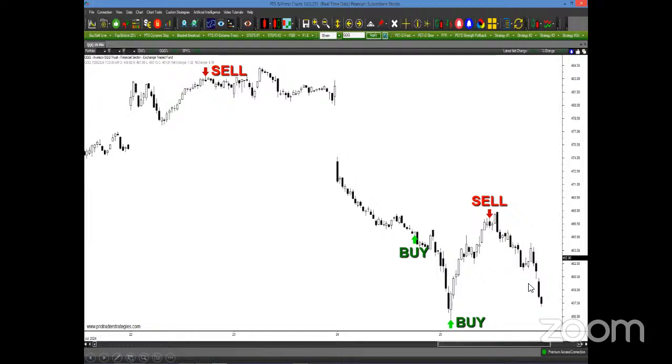So this is what we mean by consistency. Not every setup is going to work perfectly, but a consistent method is one that's able to recoup those losses, oftentimes on the very next setup. And this is a perfect example of how even on a 10-minute chart, the PTR is extremely consistent.